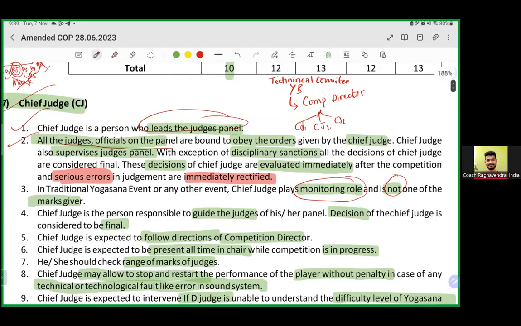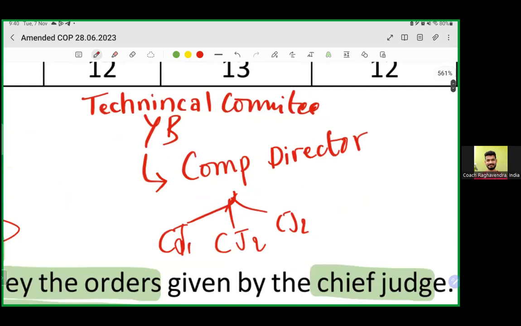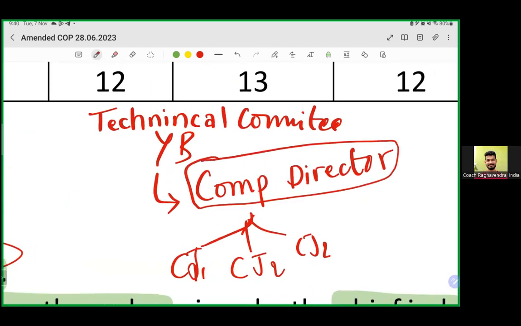Now, chief judge is a person responsible to guide the judges of his or her panel. So this particular chief judge decision will be final with respect to this particular judge panel. So all the judges are expected to follow the chief judge instructions in that particular panel, and this particular chief judge is expected to follow the directions of the competition director. Who is competition director? In order to understand in a simple manner, competition director is the person who is nominated by the technical committee of the Yogasana Bharat to be a technical director for that particular competition.